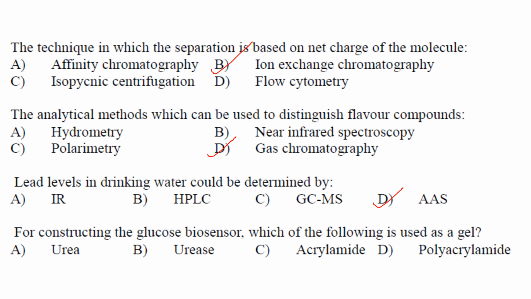Then next one. For constructing the glucose biosensor, which of the following is used as a gel? So gel is used as an entrapment matrix to immobilize the glucose oxidase enzyme, which is used in the glucose biosensor. So it is polyacrylamide that is used as the gel matrix. Urea is not related to the glucose biosensor. Urease is used in the urea biosensor. Acrylamide is a monomer for the synthesis of polyacrylamide. So answer here is option D.